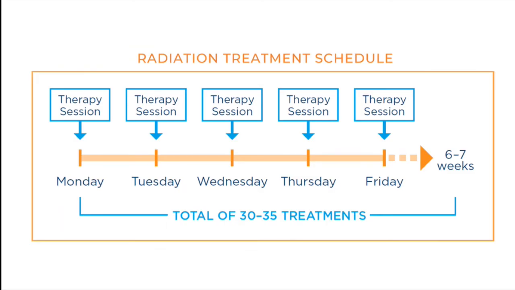This is a typical radiation treatment schedule. So oftentimes radiation treatments are administered on a daily basis, Monday to Friday. And as you can see here, daily treatments, Monday, Tuesday, Wednesday, Thursday, Friday. And the typical duration for radiation treatments for lung cancer is about 30 to 35 treatments, so approximately 6 to 7 weeks.